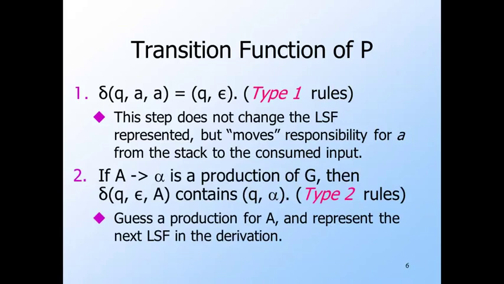The type 2 rules handle a variable, say A, on the top of the stack. We need to expand that variable by the body of one of its productions and thus move to the next left sentential form. Of course, we're only guessing. We have to allow any of A's productions to be used. If A goes to alpha is one of these productions, then a choice for P using epsilon input and with A on top of the stack is to replace A by alpha.